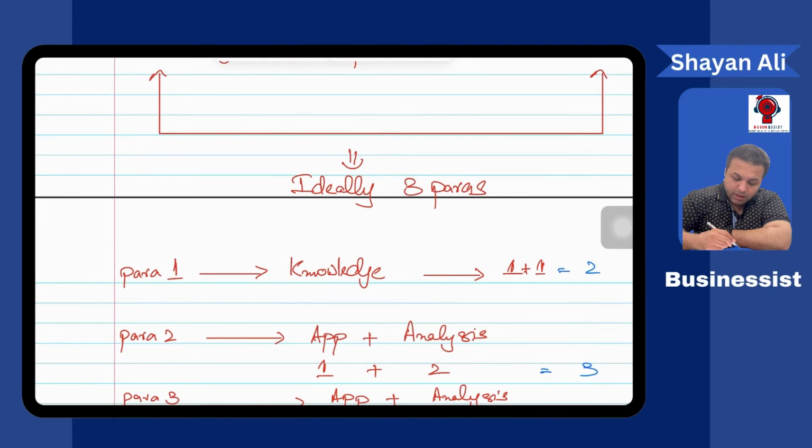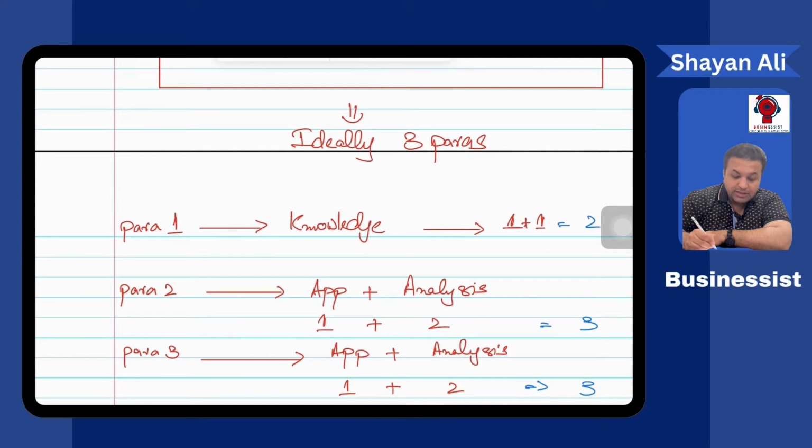If you move on to paragraph 2, there we have application for 1 mark and analysis for 2 marks. That contains 3 marks in this paragraph. If you move on to paragraph 3, again application and again analysis. So moral of the story is, if you look at the pattern overall, we are doing application and analysis at the same time. This is a top tip. Application and analysis should always go side by side.